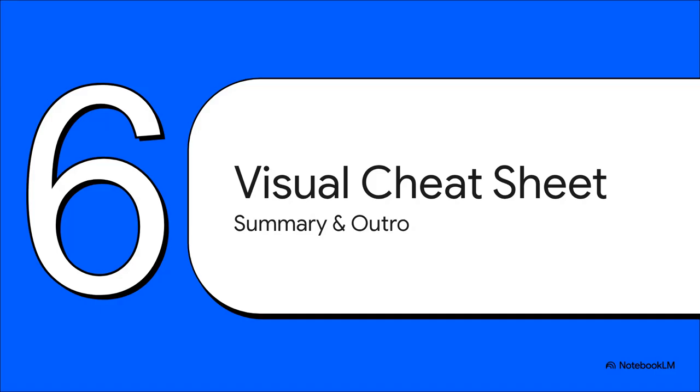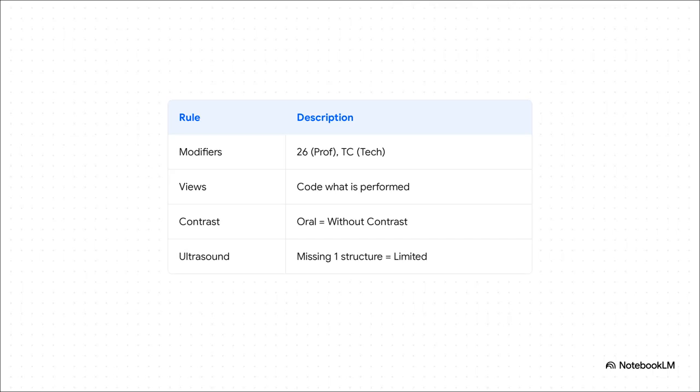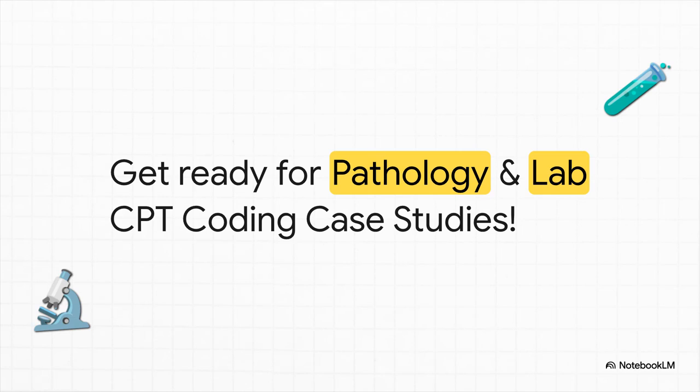Section 6, our outro and cheat sheet. We've blitzed through a ton of ground, but before we wrap this explainer, I've got something to help you lock it all in. Here is your visual cheat sheet. Seriously, go ahead and pause right here, take a screenshot. It sums up all the heavy hitters: modifiers 26 and TC, that sneaky fuse rule, the oral contrast trap, and the strict complete versus limited ultrasound rule. Keep this in your back pocket for your exam prep. And that officially wraps up radiology.